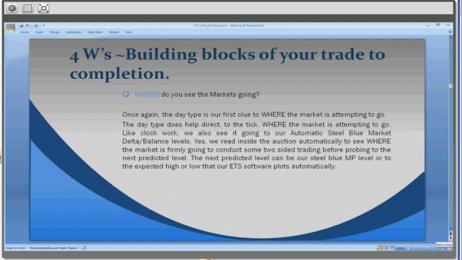Where do you see the market going? Again, the day type is our first clue to where the market is attempting to go. The day type does help direct to the tick where the market is attempting to go, like a clock. We also see it going to our delta levels. We plot this automatically. We call them our steel blues and our blues. So we really are reading inside the option automatically to see where the market's firmly going to go to conduct, back again, two-sided trading before probing to the next predicted level. And the next predicted level can be our steel blue or an expected high or low that our software automatically plots and tells you.